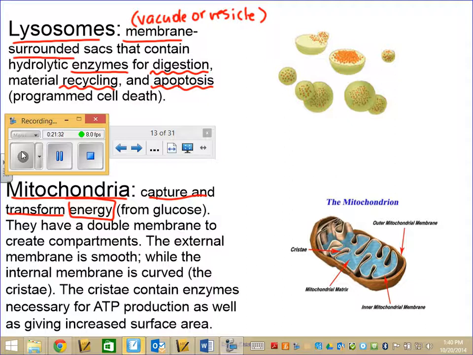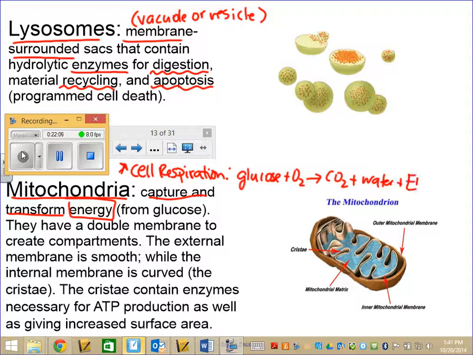So, mitochondria and chloroplast are related to each other. A mitochondria performs cell respiration. It's going to take that glucose that got made during photosynthesis and reverse the process, basically. In cell respiration, glucose and oxygen are going to make CO2 and water and a whole bunch of energy.